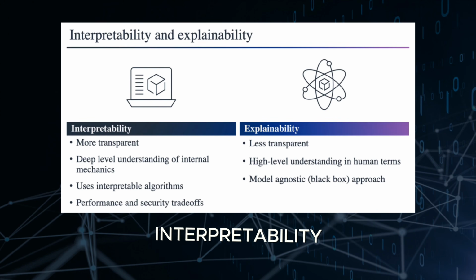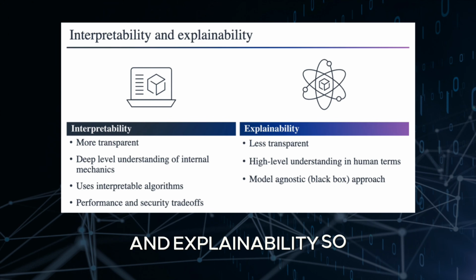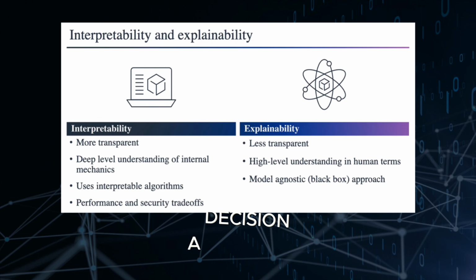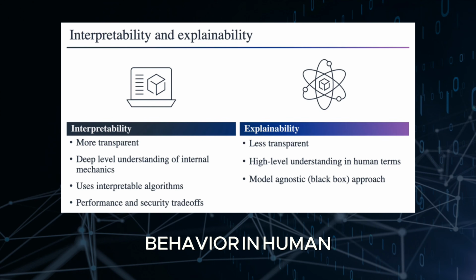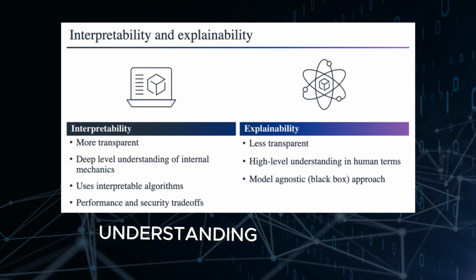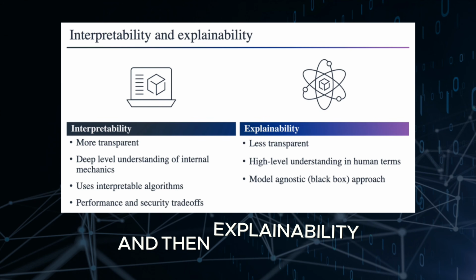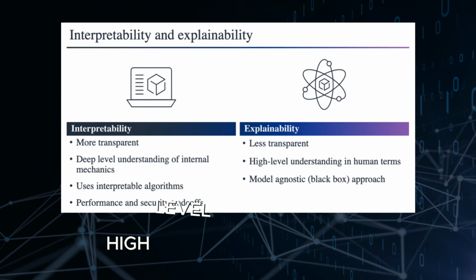Now let's take a look at interpretability and explainability. So interpretability refers to the degree to which a human can understand the cause of a decision. And then explainability, on the other hand, focuses on providing a high-level understanding of model behavior in human terms. So interpretability is more transparent and deep-level understanding of internal mechanics. It uses interpretable algorithms and performance and security trade-offs. And then explainability is less transparent and it's a high-level understanding in human terms and is model agnostic, so it's like a black box approach.